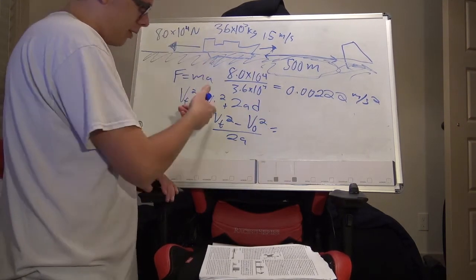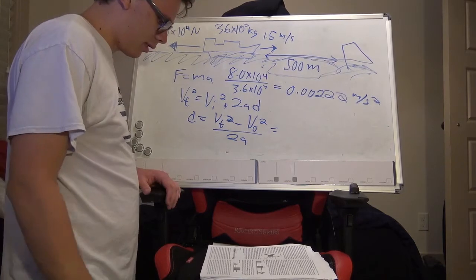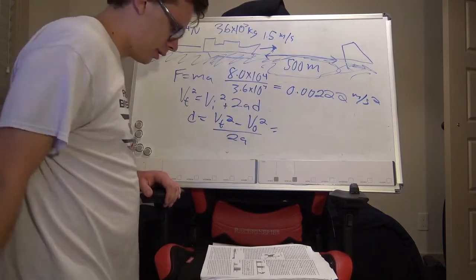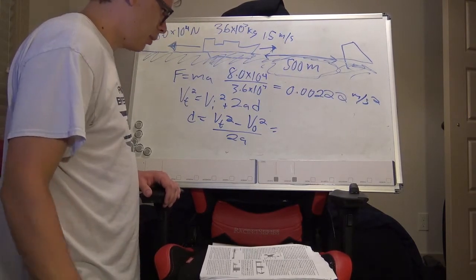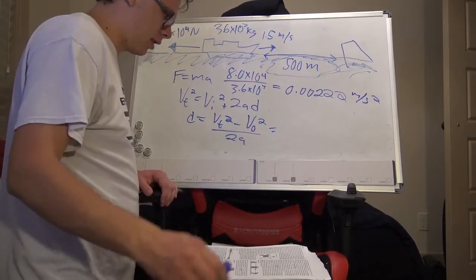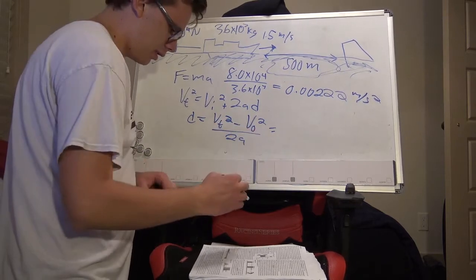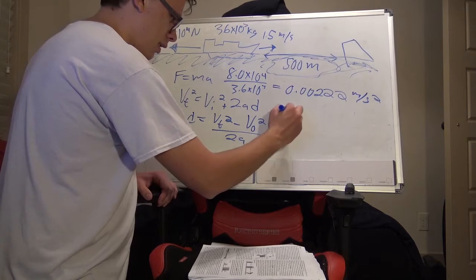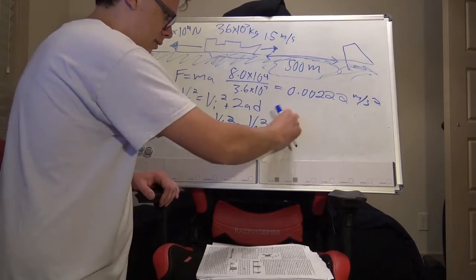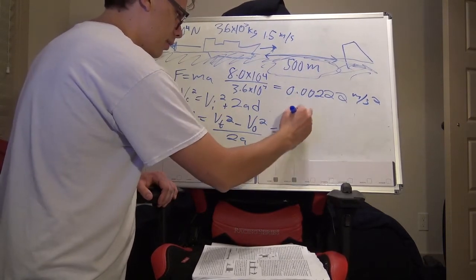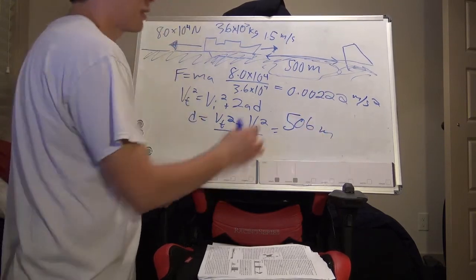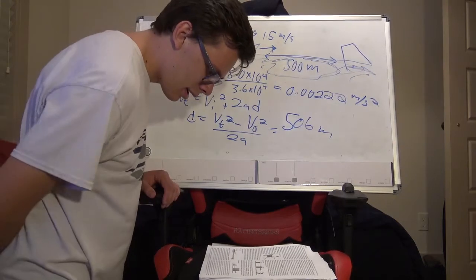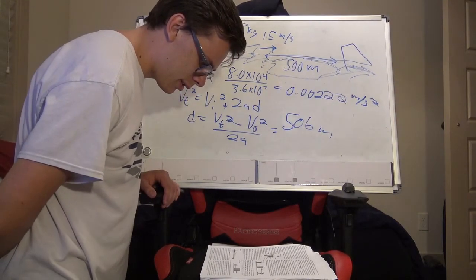And then we know that our final velocity is 0, so we have our initial velocity of 1.5. And we know our acceleration here. So if you punch those in, you'll get that our distance will be 506 meters. Guess what? 506 is bigger than 500. So yes, it will hit the reef. Oh no.